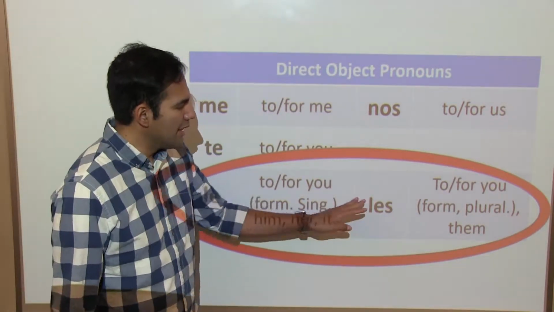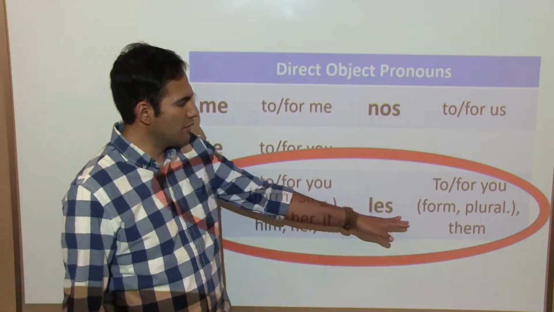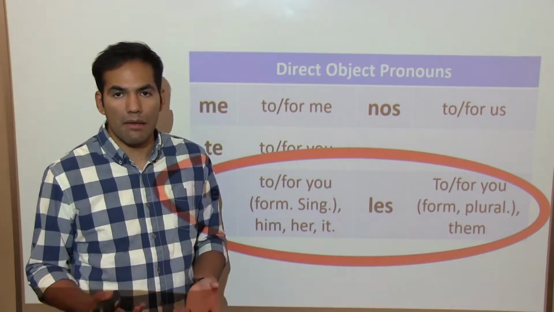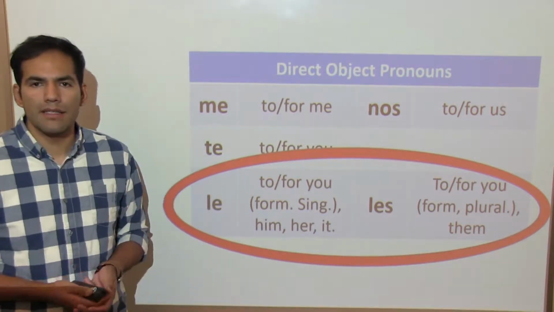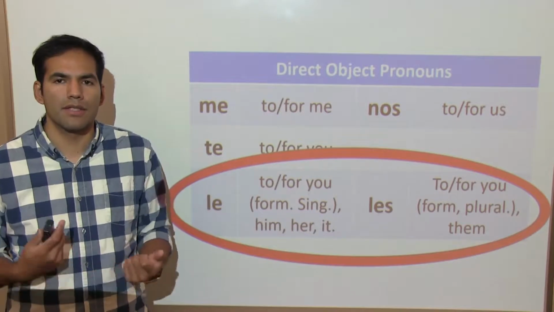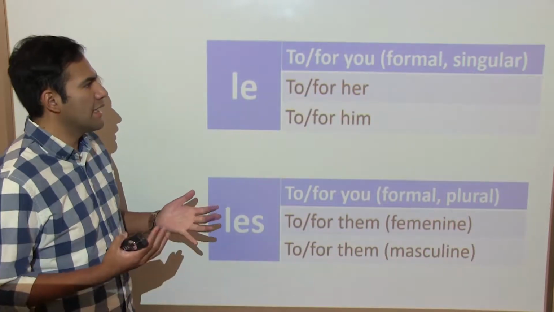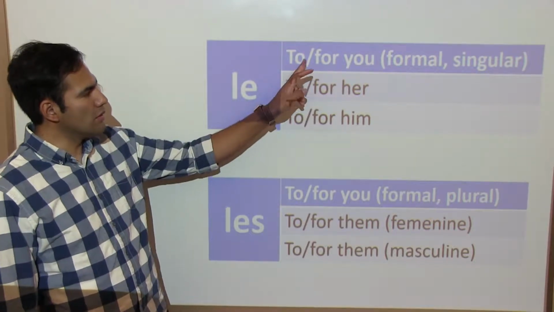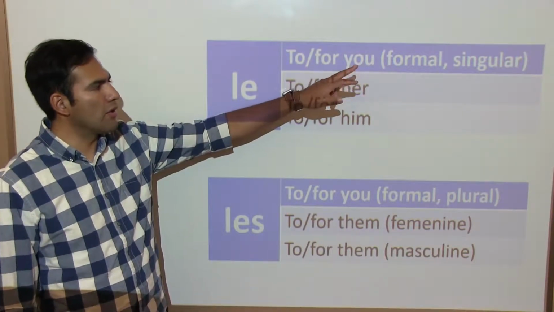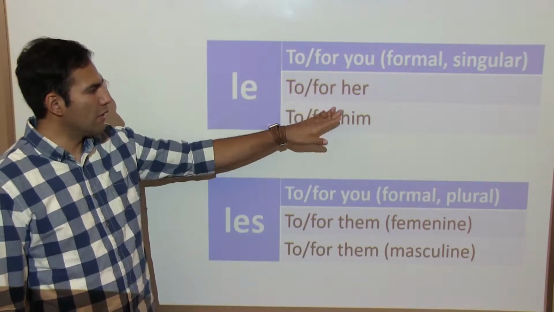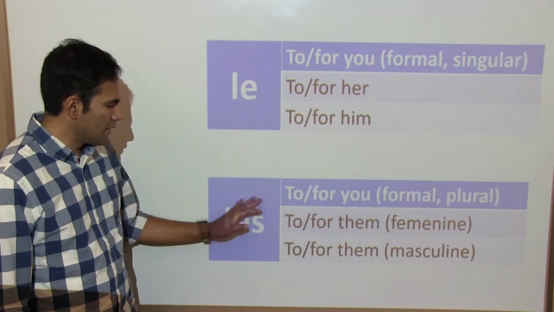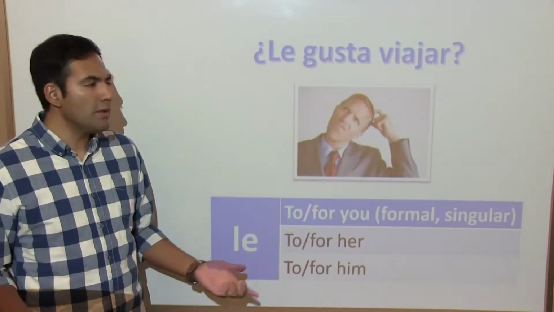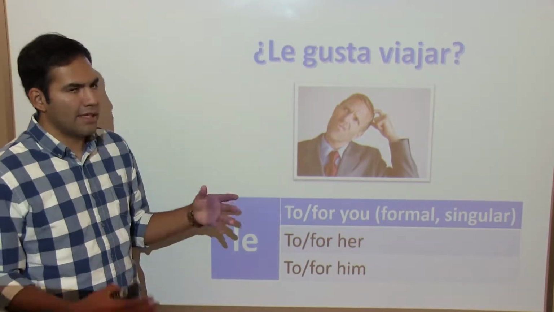The same with les. Les can be used for usted, the you formal plural, and also for them masculine and for them feminine. So how do we know this, or how can we help others to understand what we're saying? The important thing, and this is what I was referring to, le, it's used for to you or for you or usted, to her, for her, to him, for him. The same with les, can also refer to these different ones.